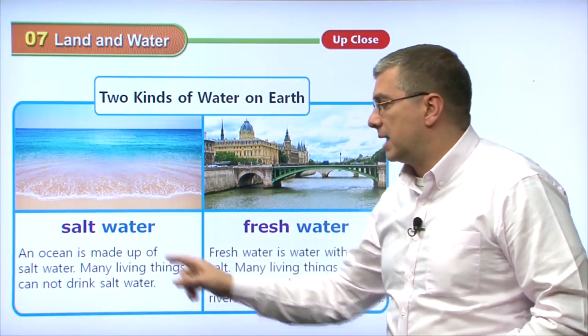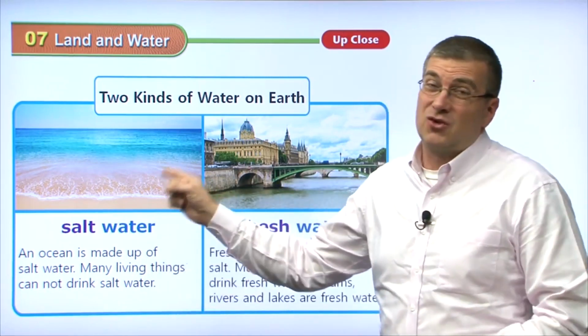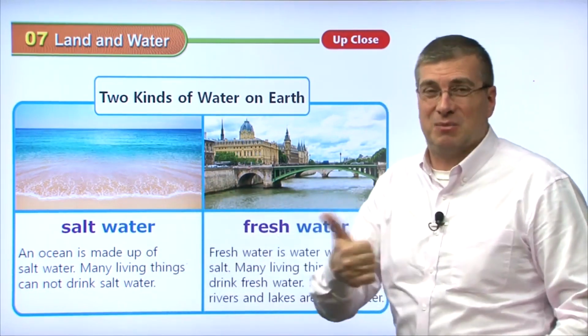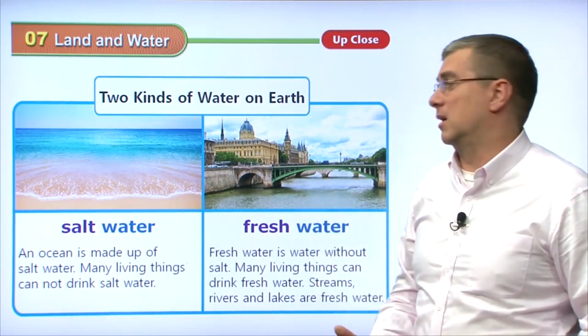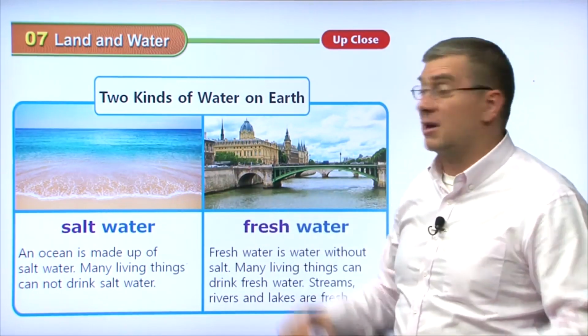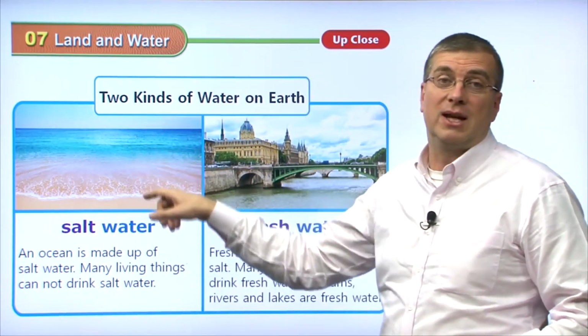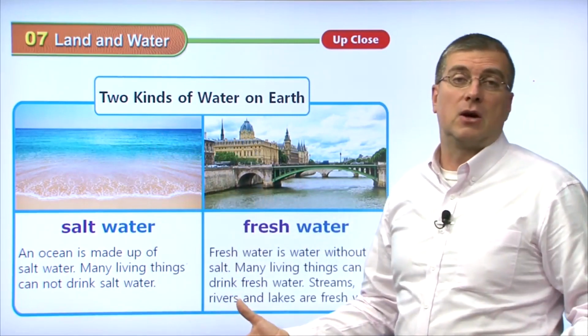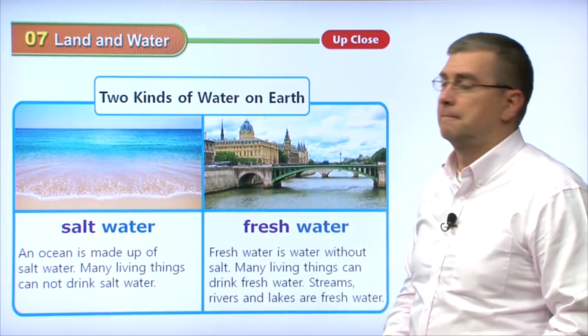Now, many living things cannot drink salt water. If we go to the ocean, we can't drink this water. It'll taste bad, and it will make us sick. So we can't drink salt water, and we shouldn't drink salt water. We can play in it. We can swim in it. We can dive and look down in it. Fish live in it. Coral grows in salt water, but we cannot drink it. And that's an important feature of salt water.